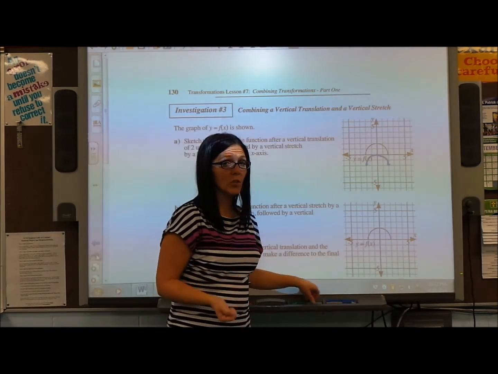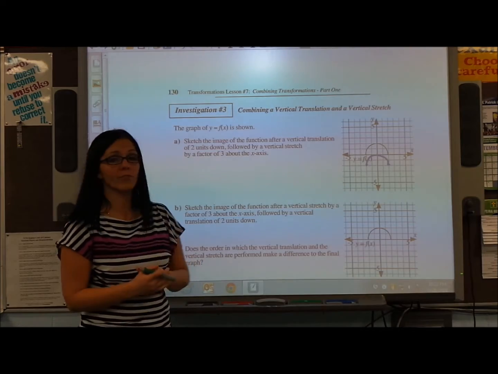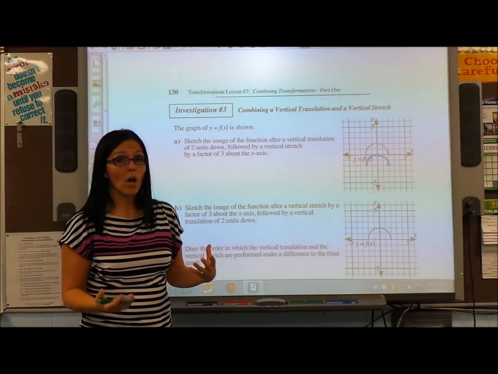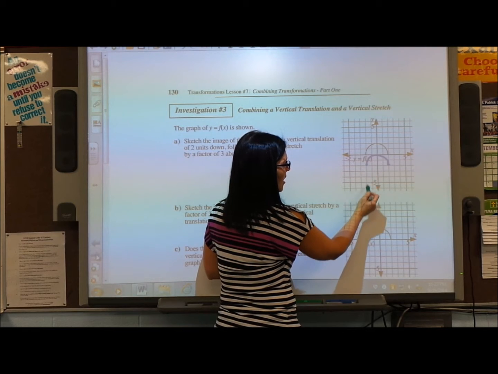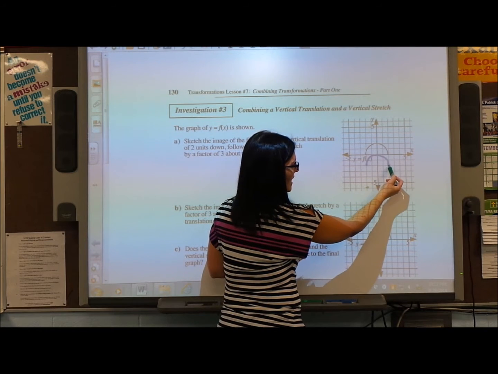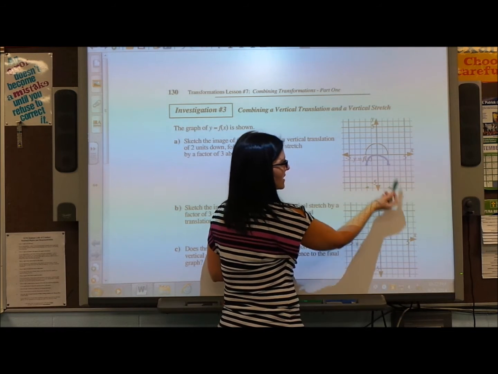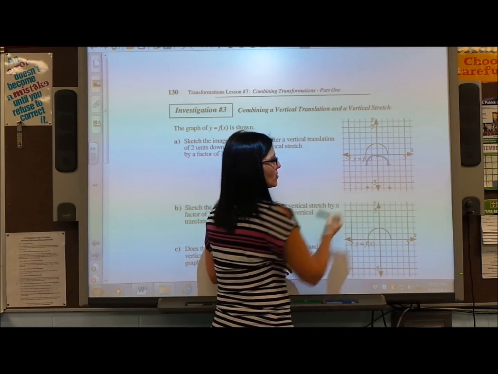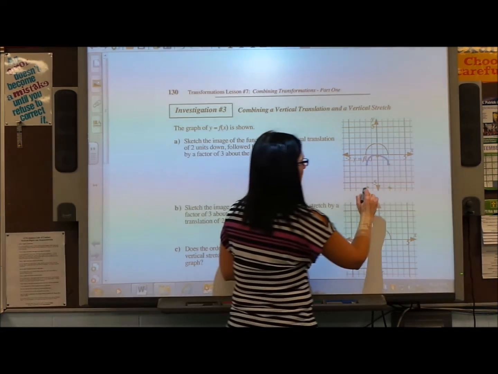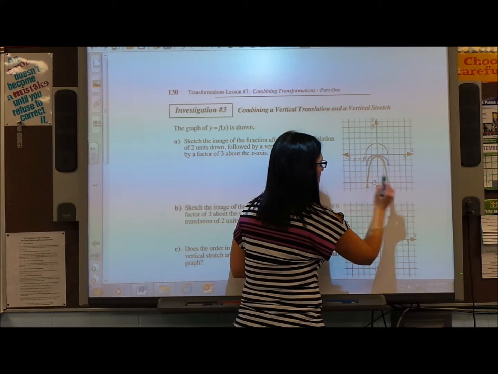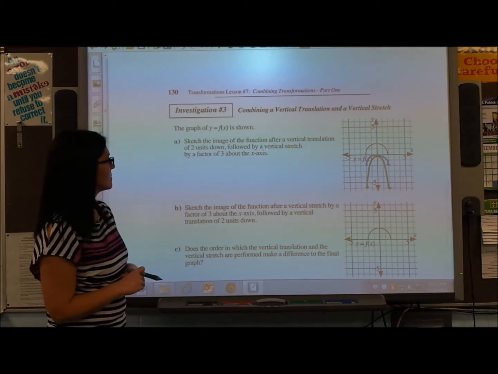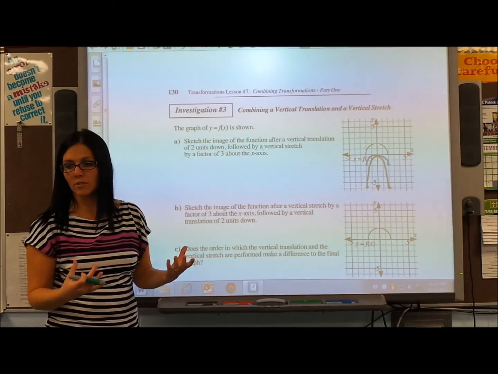I am then going to vertically stretch this by a factor of 3. So all of my y coordinates will be multiplied by 3. So -2 would become -6. This is -2, it will become -6. This is 0, so it will stay at 0. This becomes my new image. That becomes my new sketch.